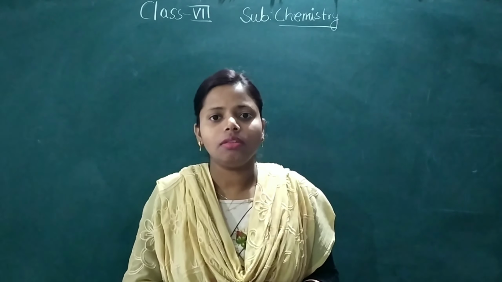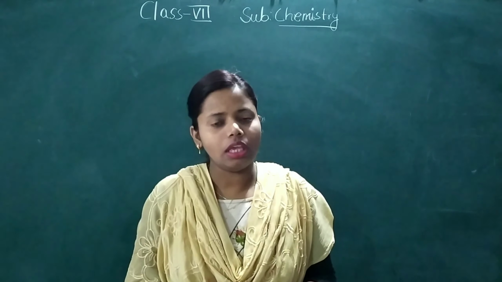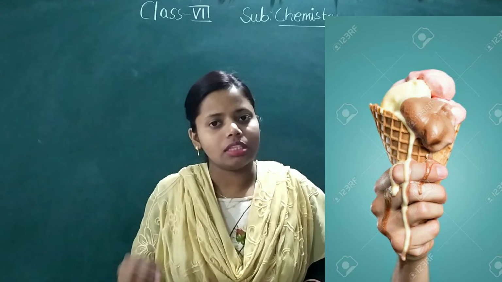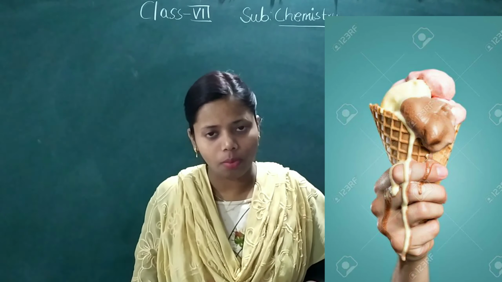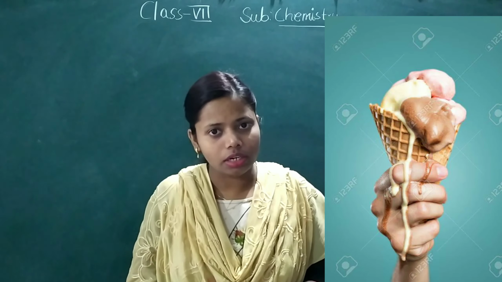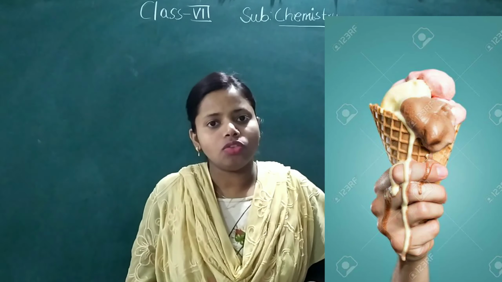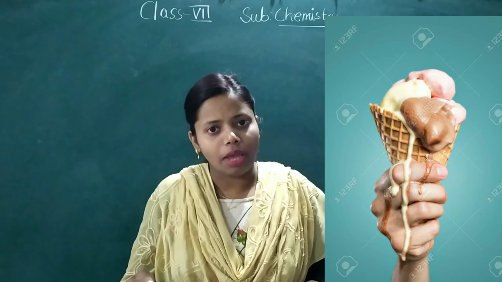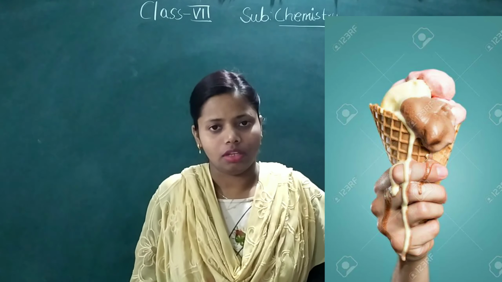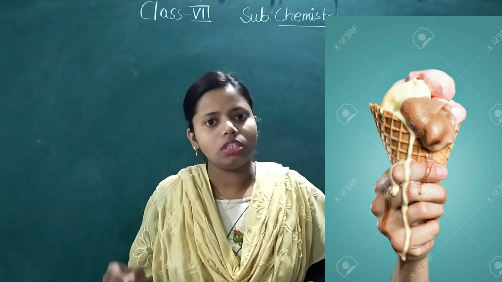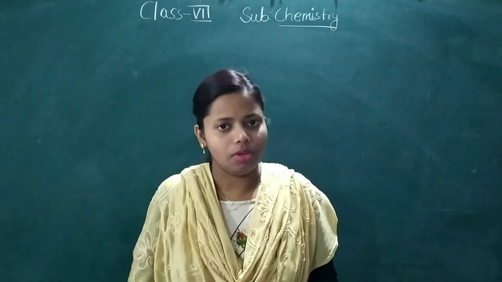Now what is an example of melting? Melting of ice is an example. The melting of ice cream is a physical change, because no new substance is formed. It is undesirable because we don't want ice cream to melt. It is also reversible because we can go back to ice cream, and it is endothermic. Why? Because heat is absorbed. Now let us see the next one, that is sublimation.